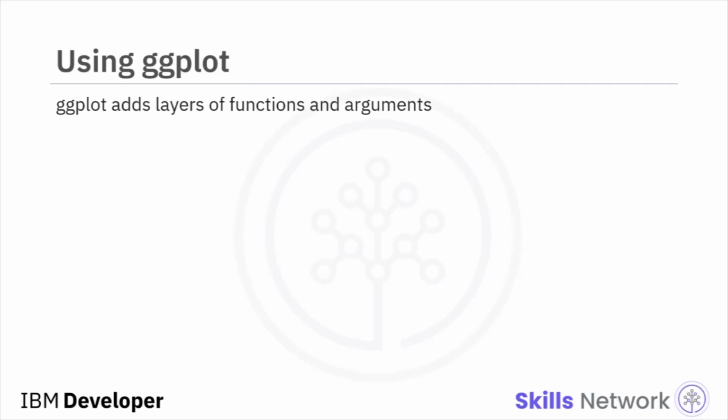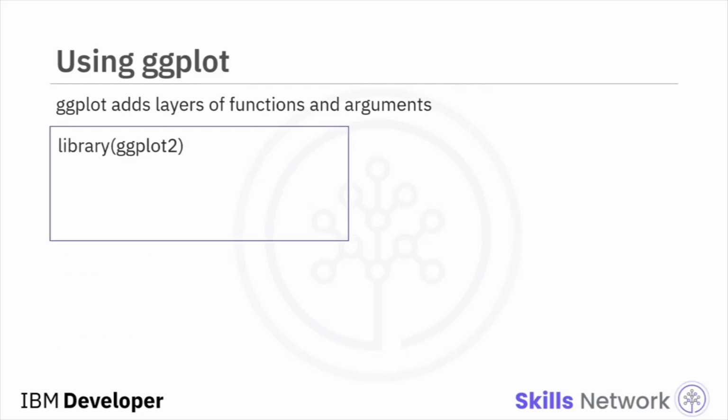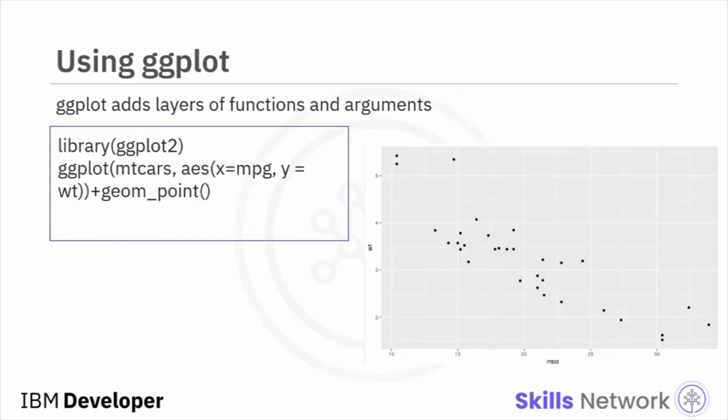For example, to create a scatter plot, let's use the inbuilt dataset mtcars. You will first read the ggplot library into the memory using the library function. Next, use the ggplot function on the data frame mtcars. Specify the x-axis as miles per gallon and the y-axis as weight. Then add the geom_point function to specify a scatter plot, otherwise it will return an empty plot. The output will be an easier-to-read plot.